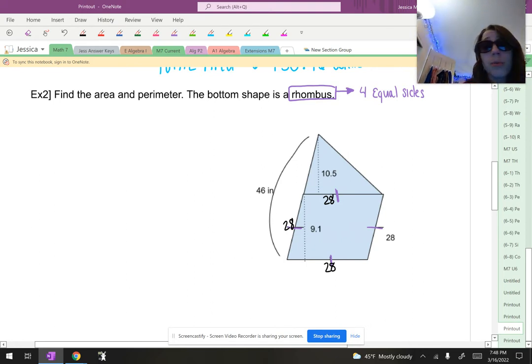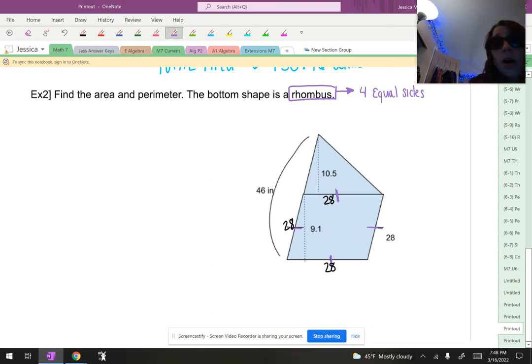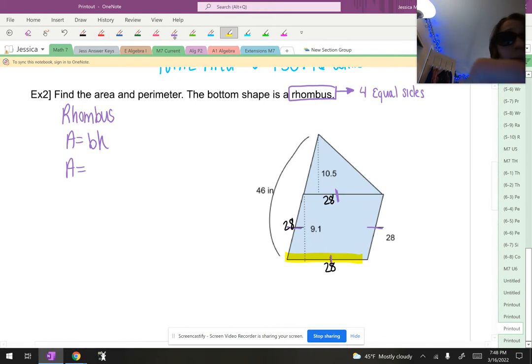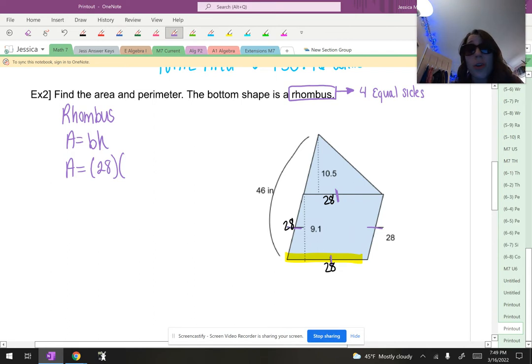Okay, so we're on that rhombus. Why don't we just keep going with a rhombus? If I'm talking about a rhombus, what area formula do we have for a rhombus? Again, looking it up if you're not sure. The area formula for a rhombus, it's a parallelogram, so it's just base times height or length times width. So my base, looking at my rhombus, is 28. Ooh, and a rhombus has 4 equal sides, so the height has to be 28 also.